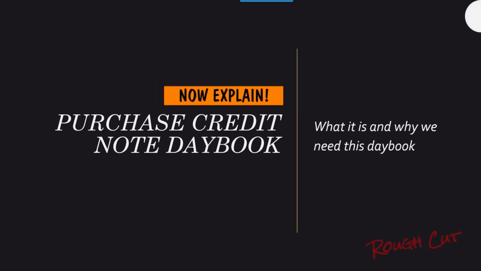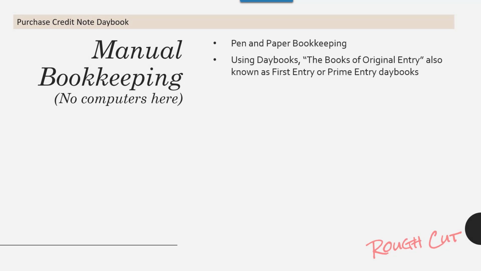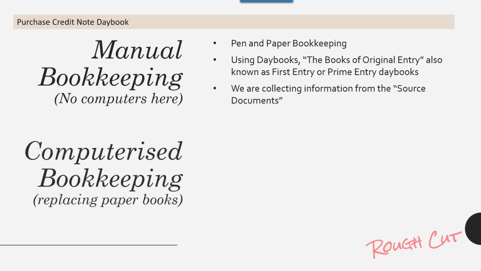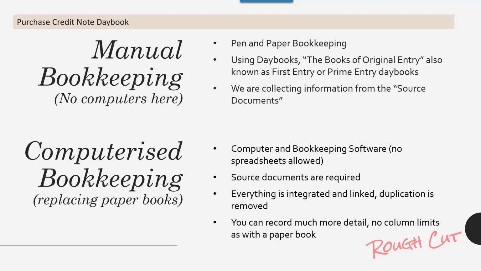The Purchase Credit Note Daybook, what it is and why we need this daybook. Manual bookkeeping, no computers here. So that's pen and paper bookkeeping, where you're still using the daybooks, the books of original entry, also known as first entry or prime entry daybooks. We are collecting information from the source documents. Computerized bookkeeping, we're going to replace those paper books. So we're going to have computer and bookkeeping software. No spreadsheets are allowed. Source documents are still required. Everything is integrated and linked. Duplication is removed. You can record much more detail. No column limits as with a paper book.